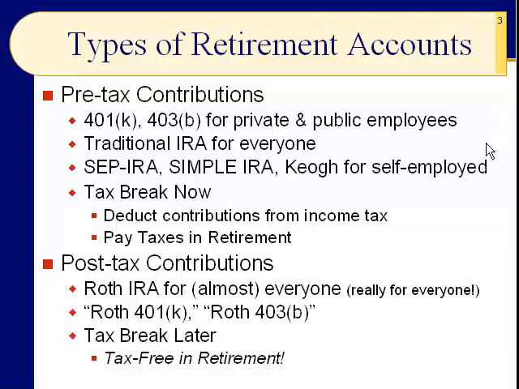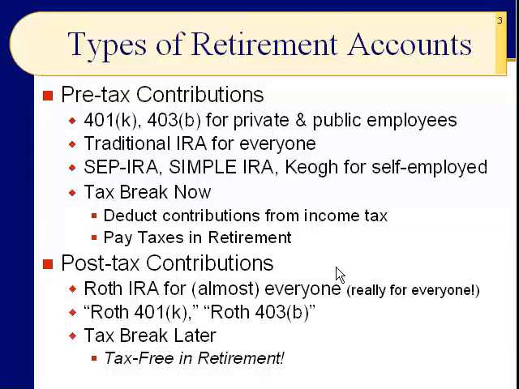But in 1998, a gentleman by the name of William Roth, the senator from Delaware, was pushing this idea of, look, some people don't need the tax break now. Let them get the tax break later. And so that's why it's called the Roth IRA. It's named after William Roth.